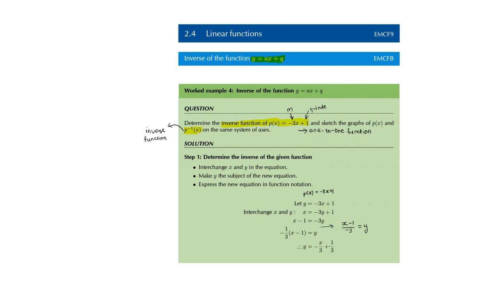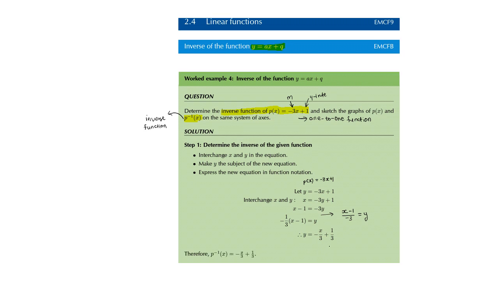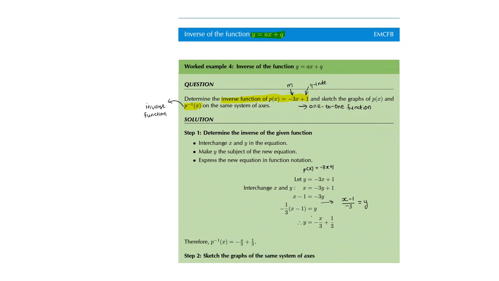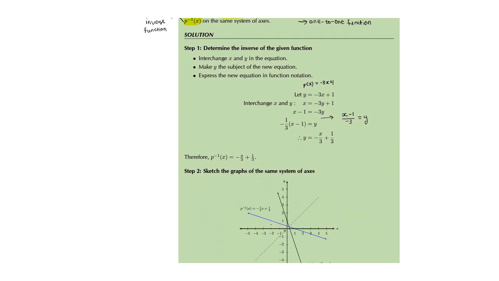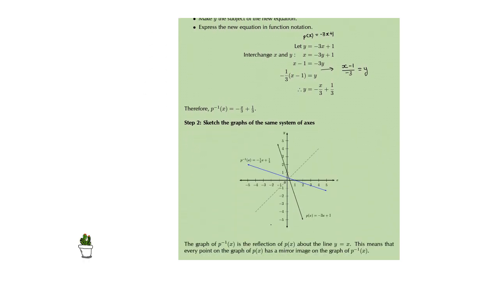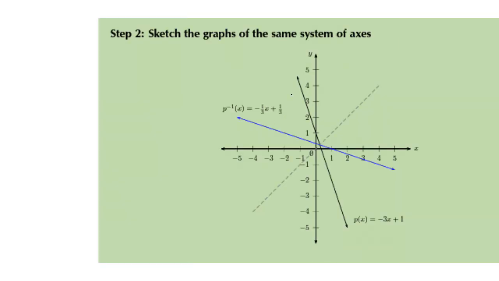Now because our inverse is a function, we convert from standard form to functional form by writing p to the minus 1 of x is equal to minus x over 3 plus 1/3. Then we can go on to sketching the two graphs on the same set of axes. Let's focus on the original function p of x first.